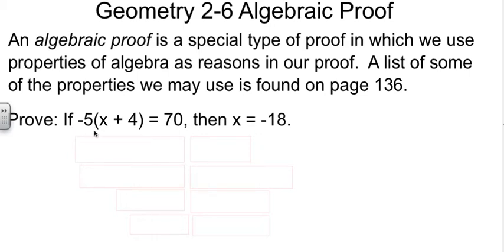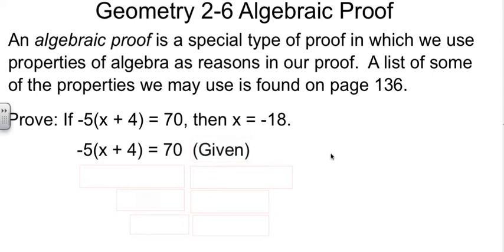You can only start from your hypothesis and try to get to the conclusion. You cannot start at the conclusion and then work backward. So make sure you're aware of where you're starting. You're starting at the if, the hypothesis, the given. So the first thing we're going to have in our proof is what we are in fact given. We have negative 5 times x plus 4 equals 70. That's our given information. You see, I've got my reason for how I know that's true. It was given to me.